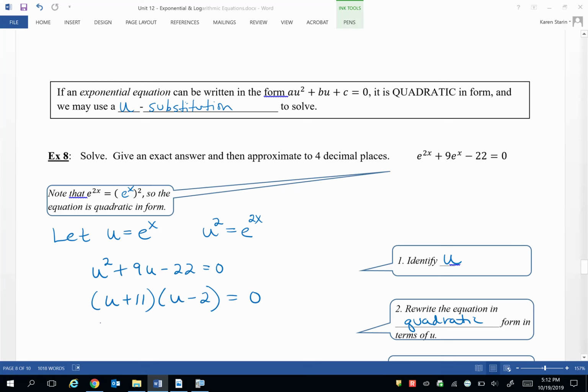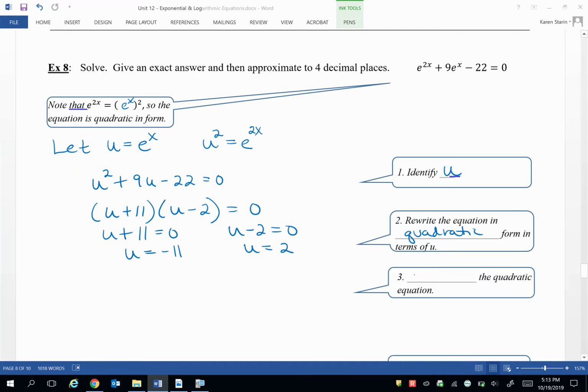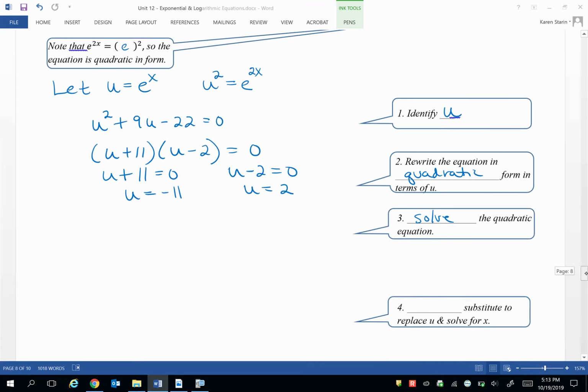So the zero product property says one of these factors is 0. Solving for u, we get u either equals negative 11 or positive 2. So we've solved the quadratic equation in terms of u. Well, we want to solve the original equation in terms of x. So now we're going to back substitute or reverse substitute. What was u? It was e to the x. So we have two equations to solve still, but we want to solve for x.